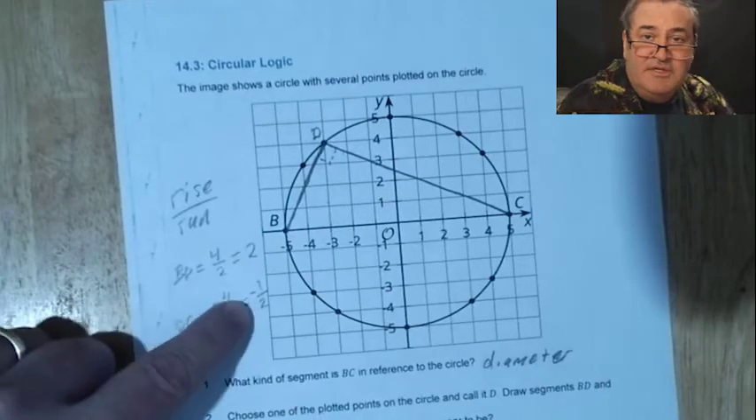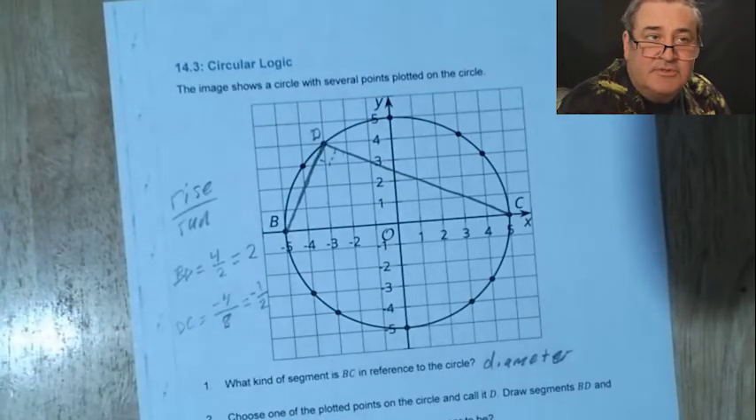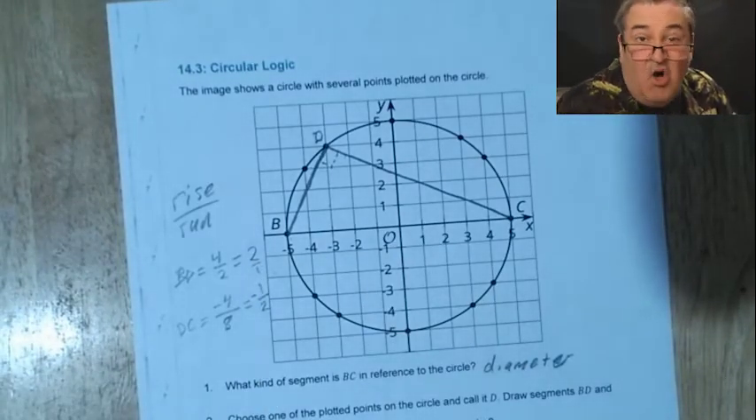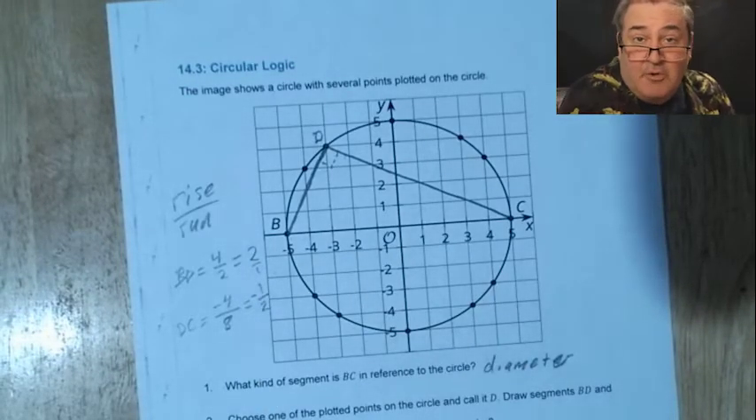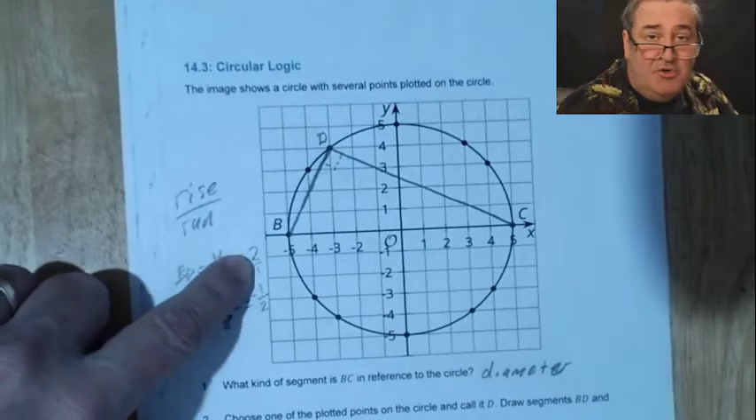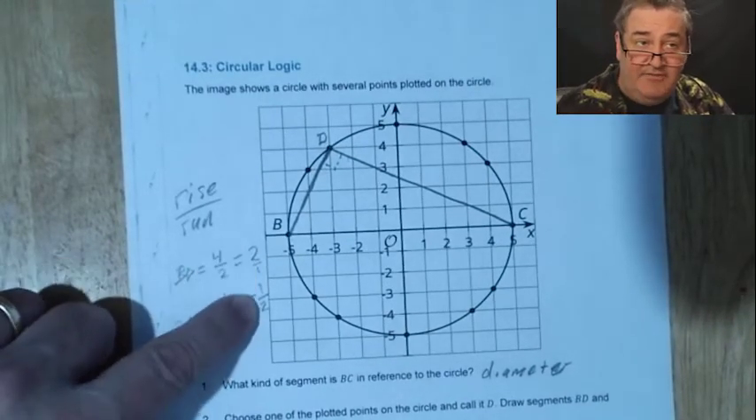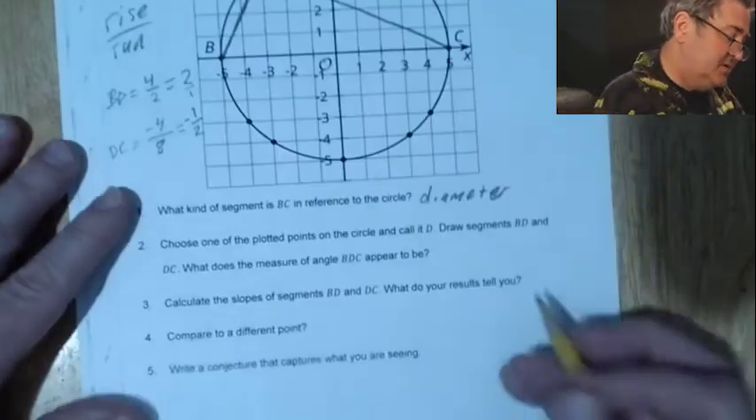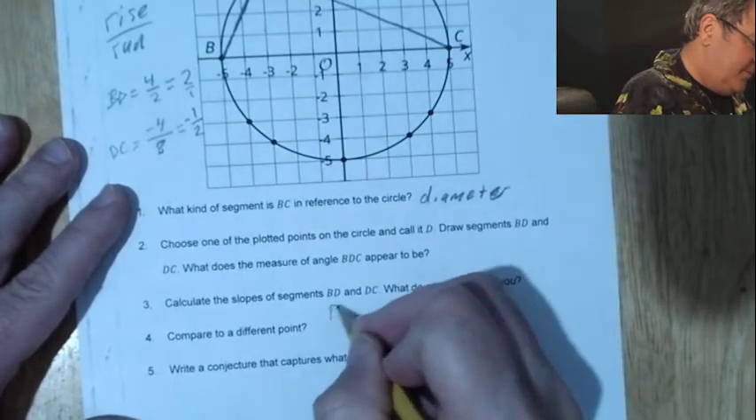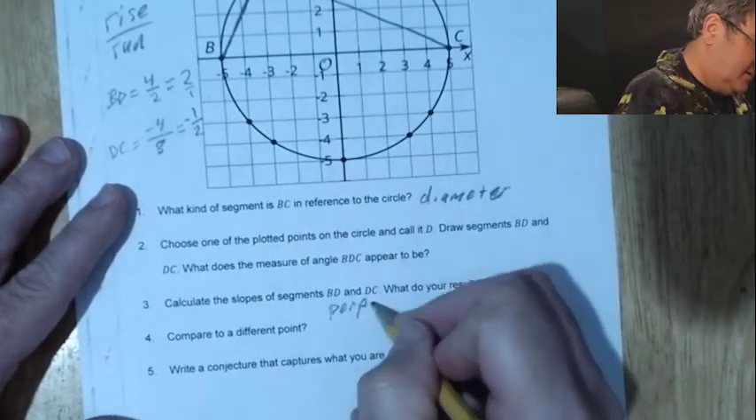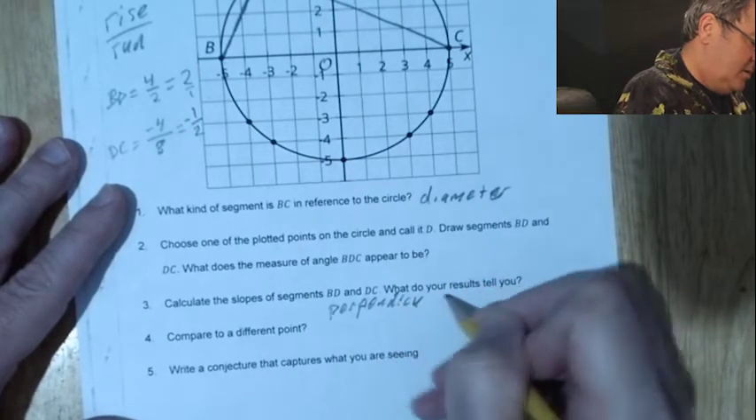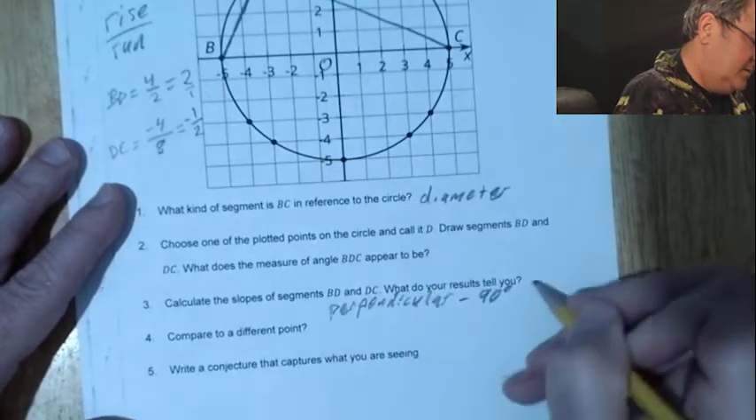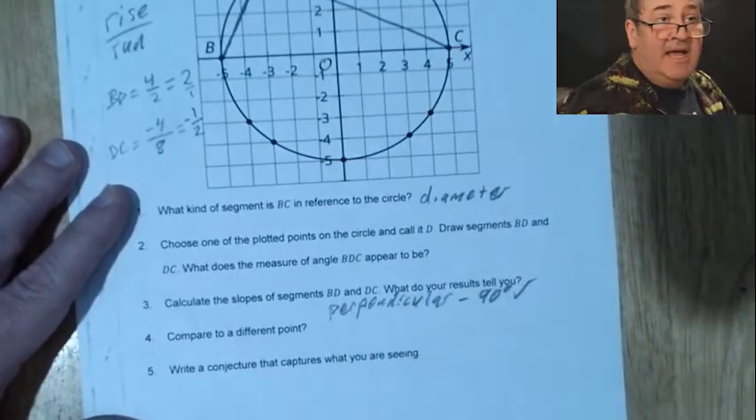2, -1/2. Are those opposite reciprocals? 2 is the same thing, remember, as 2 over 1. We don't ever write the over 1, but all whole numbers are over 1 if we wrote them as a fraction. So if we take 2 and we turn it upside down, it is 1/2. And this is positive, this is negative. These are opposite reciprocals. What do the results tell us? Perpendicular. That's what they tell us. Perpendicular and 90 degrees. It is a right angle.